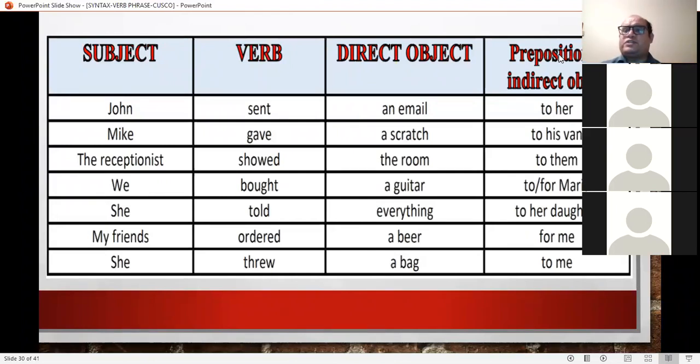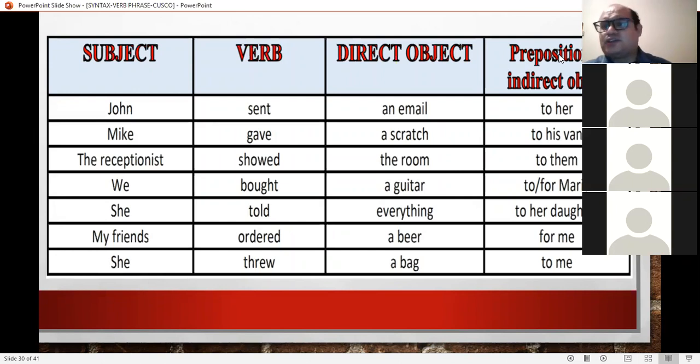Notice here that we are going to use a preposition. Remember, when we place first the direct object and then the indirect object, we have to write a preposition between them, right? An email to her, a scratch to his van, the room to them, a guitar to or for Maria, everything to the daughter, a beer for me, a bag to me. Notice that we have a preposition, please. Don't forget it. A preposition, when you place first the direct object and then the indirect object.